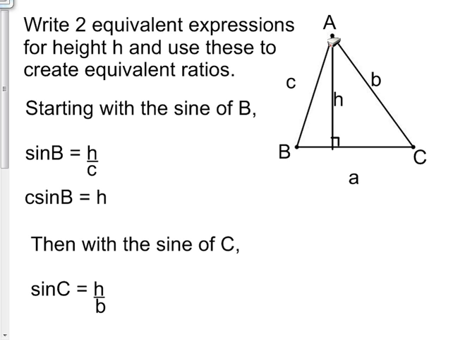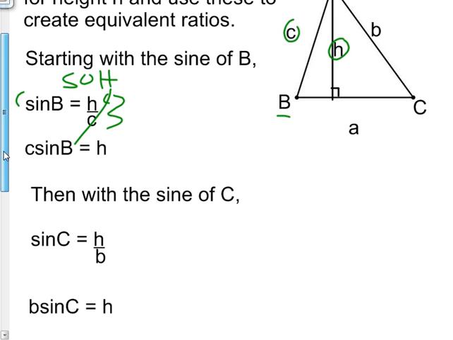Alright, so first off, write two equivalent expressions for the height h and use these to create equivalent ratios, starting with the sine of B. So here's angle B. Sine is opposite over hypotenuse. So my opposite side is h, my hypotenuse is c. So sine B equals h over c. Then I can solve for h by multiplying both sides by c to get c sine B is equal to h.